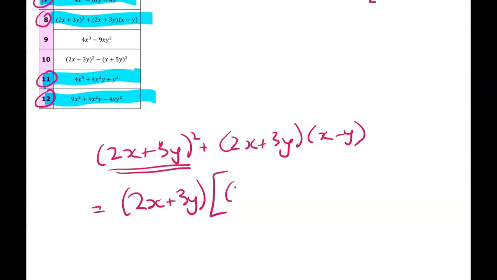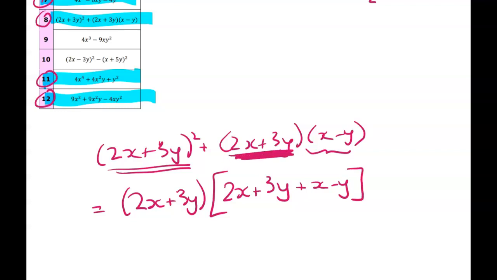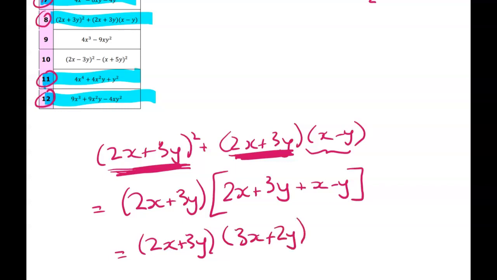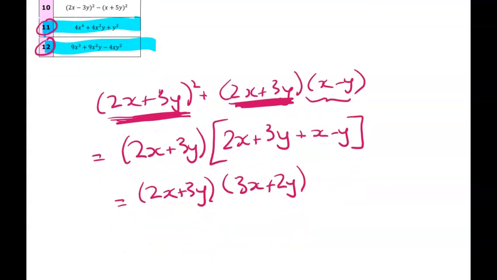We get 2x plus 3y plus this one, x minus y, right? Because the common factor here is 2x plus 3y. Now we just have to clean that up, and we get 2x plus 3y times 3x plus 2y. On to question 11, which is a different one again.